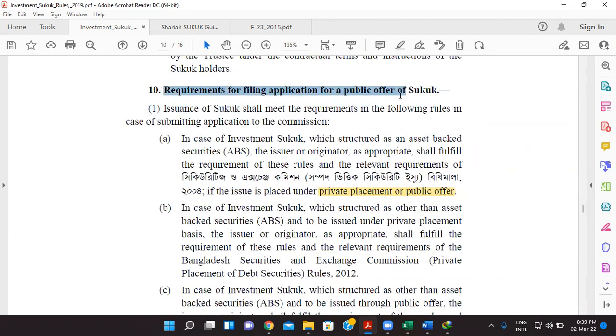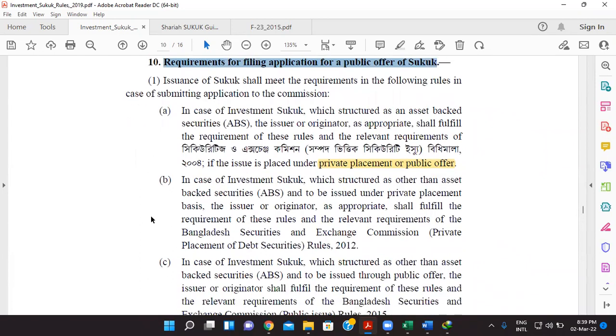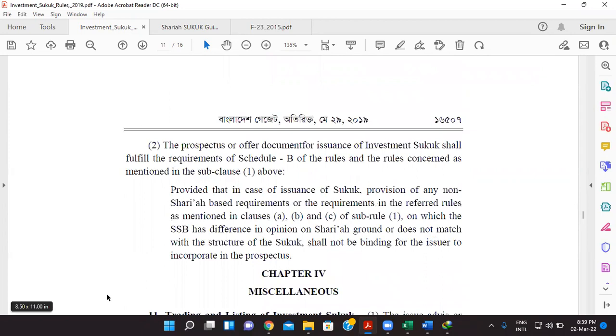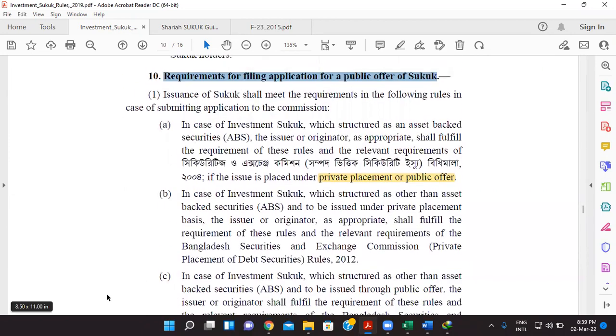For filing application for public offer of sukuk. Okay. So if the question is, what are the requirements you need to fulfill for public offer of sukuk, you just have to think of these 3 points and there is no other point. Okay. But it is with respect to what are the requirements you have to follow in the application.